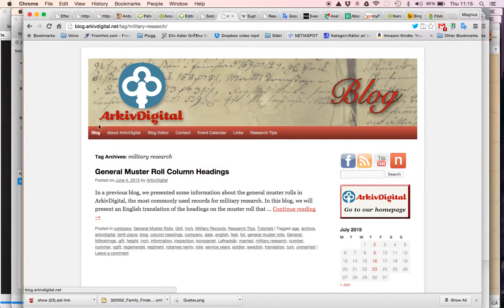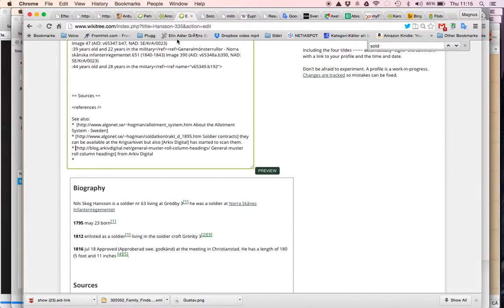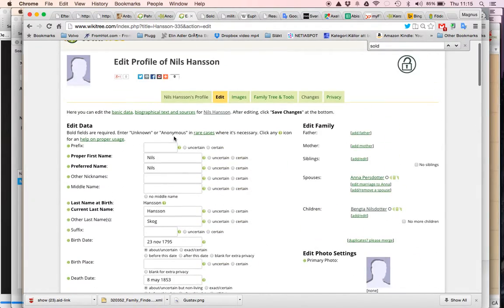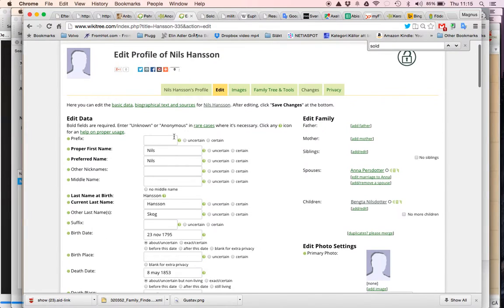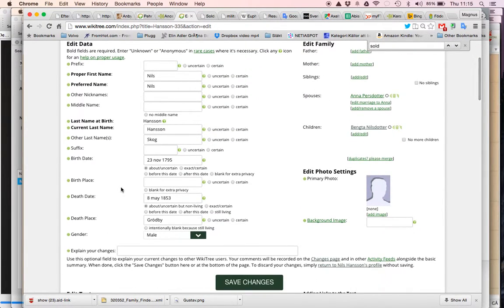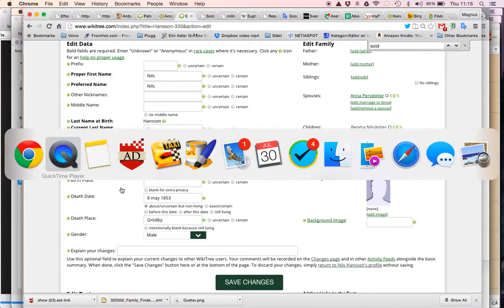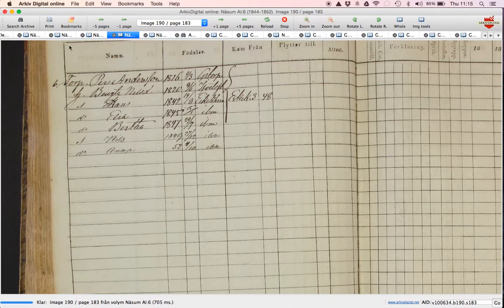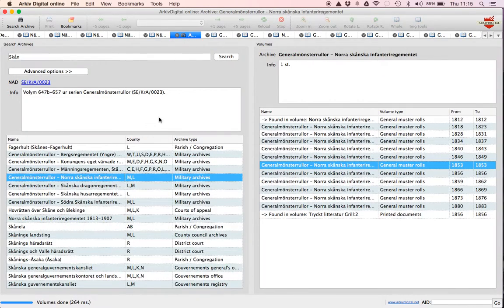Working right now with some Wiki3 records here, and Nils Hansson, who is a soldier. And one of the things which frustrate me a little bit about Arkiv Digital, the product that have most of the scan picture, is how do you find things in this product?